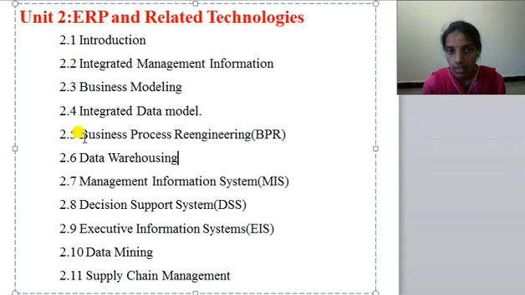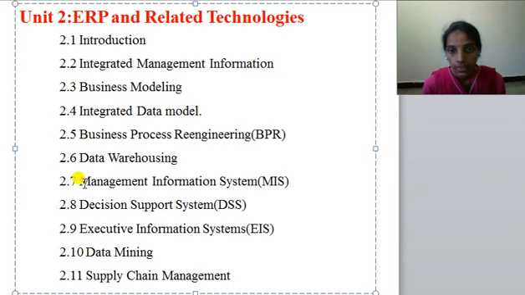So the BPR. The next concept is data warehousing. When we use ERP, ERP's data is a large or huge amount. So this huge amount of data is stored centrally in a data warehouse. Data warehousing is nothing but a large place where we can store a huge amount of data centrally.